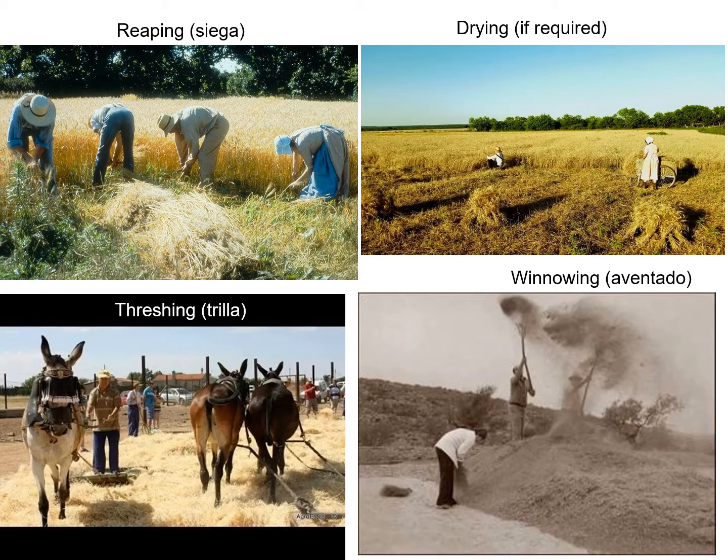These are the different phases of traditional harvesting of cereals. First, we apply the reaping, in Spanish, the siega. Then, if the crop is not too dry, we leave the harvested plants in the field for further drying for several days. Then the crop is taken off the field, and then we will apply the threshing, in Spanish, trilla. And finally, after threshing, we will separate the grain from the chaff, in other words, the straw, by winnowing, in Spanish, aventado.